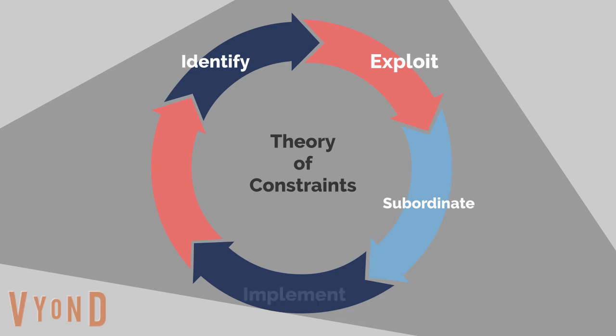Fourth step, implement the measures proposed in the second step to ensure that the constraints identified in the first step are no longer limitations for the organization. And the last step, return to the first step to initiate a new cycle and seek out new constraints. Don't let the inertia be the new constraint.